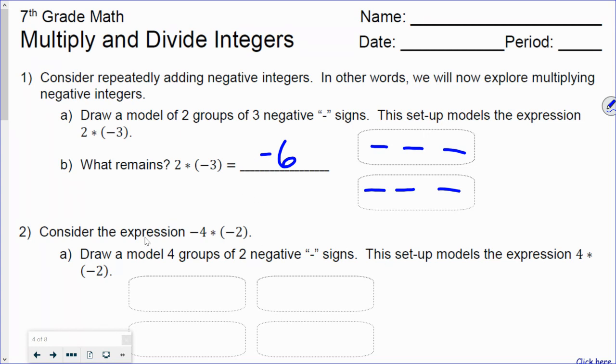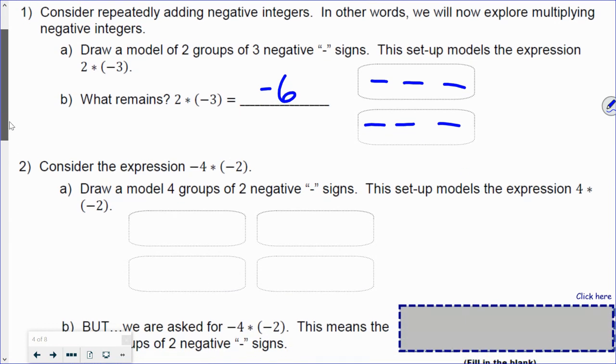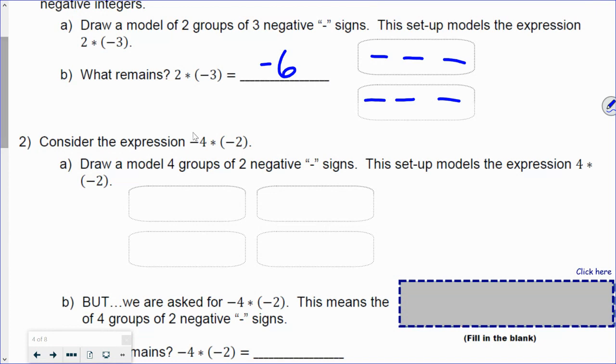Okay, so let's consider now if we had a -4 and a -2. That means we are going to need 4 groups, and within the 4 groups, we're going to have 2 negative signs. So 1, 2, that's our first group. Our second group of -2, third group of -2, and our last group of -2. So here we have our 4 groups of -2.